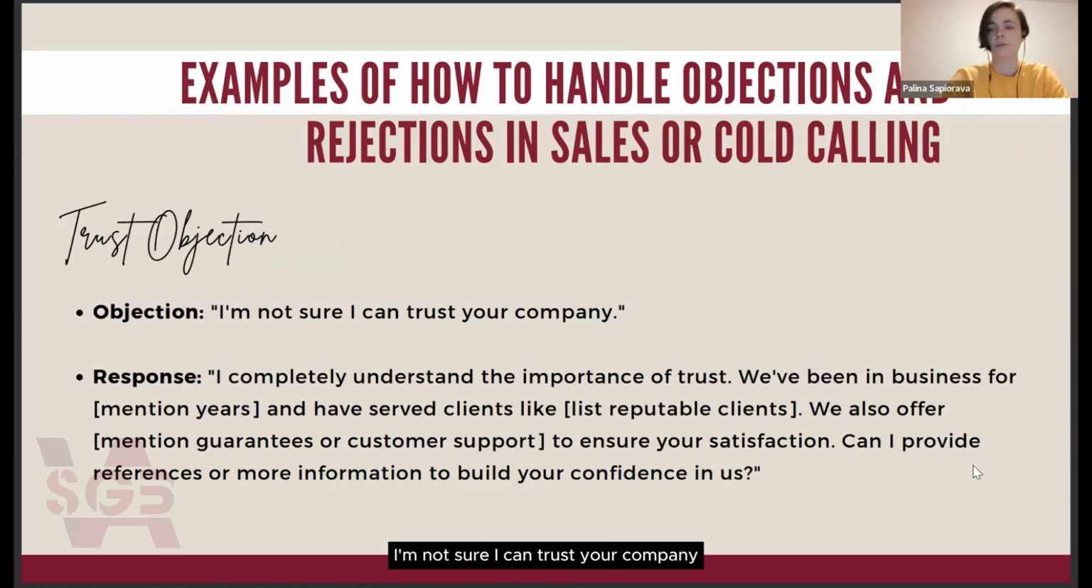Trust objection. I'm not sure I can trust your company. Well, the best way to handle this objection is to provide more information about your company. So, for example, that you've been in business for many years and have served different well-recognizable clients. So you can offer some guarantees or customer support to prove that you wouldn't abandon the client out of nowhere. So you can ask here for some contact information. So would you like to receive some references or more information, or probably a link to the website or blog or page in social media?